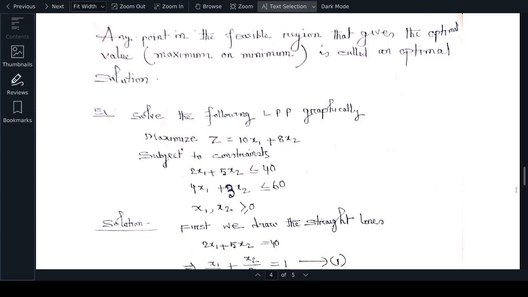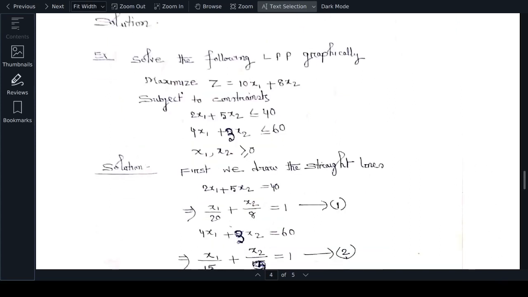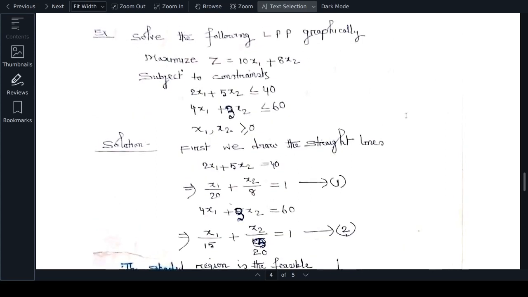So next you see the problem. Solve the following LPP graphically. Maximize z equal to 10x1 plus 8x2. Here in place of x we have x1, in place of y, x2. Subject to the constraints 2x1 plus 5x2 less than or equal to 40, 4x1 plus 3x2 less than or equal to 60, x1, x2 greater than or equal to 0. So this problem is given.